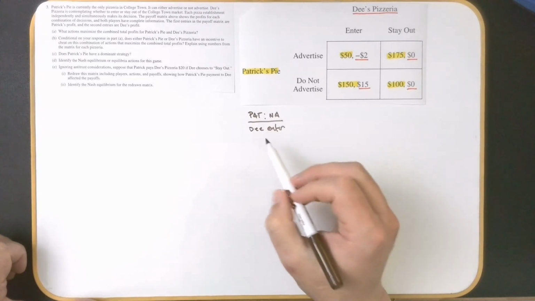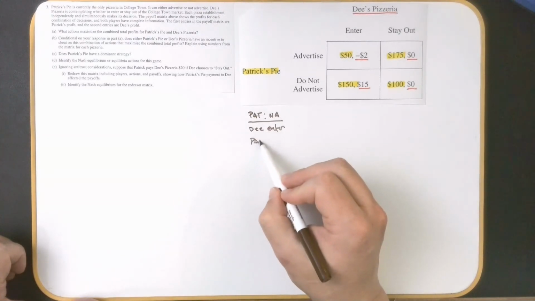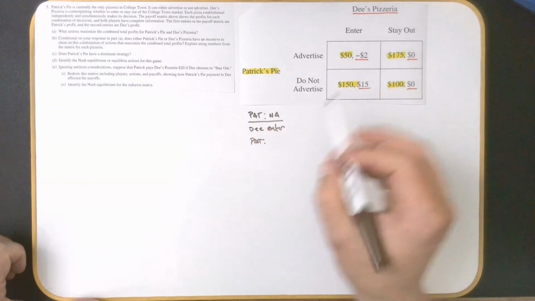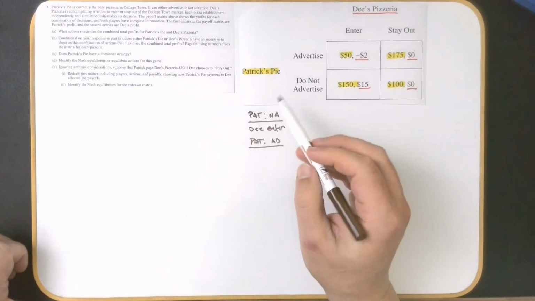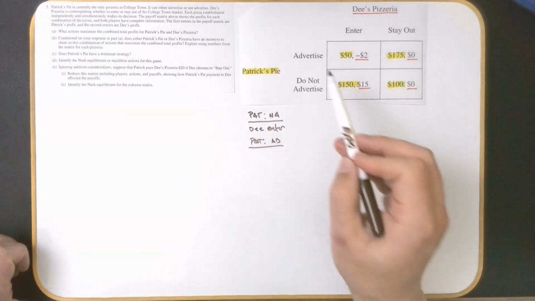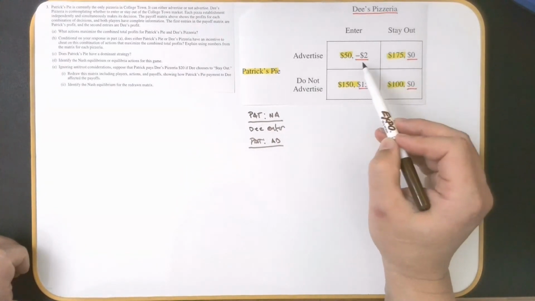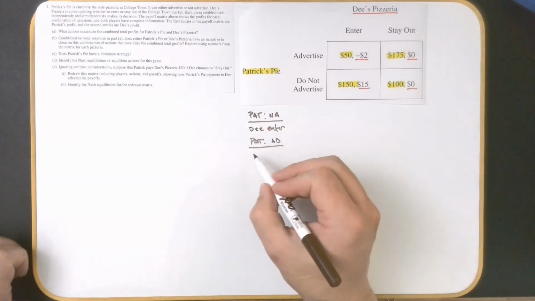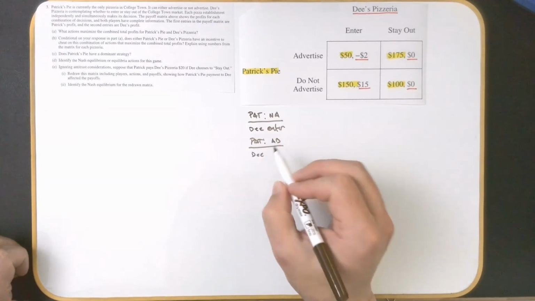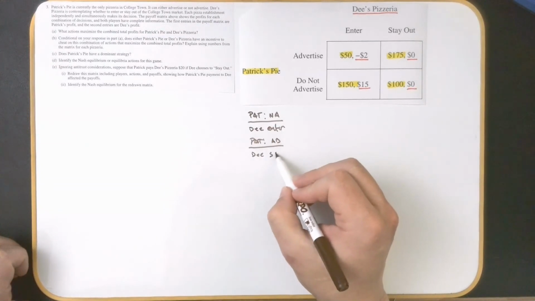Okay. Now let's see what happens if we force Patrick's Pie to advertise. So I'm just going to put advertise, AD. What would be better for Dee's? Now we are in the top row. What's better for Dee's Pizzeria? Well, if they enter, they lose $2. If they stay out, they make 0. It's better to stay out. So I'm going to put D, just SO for stay out.